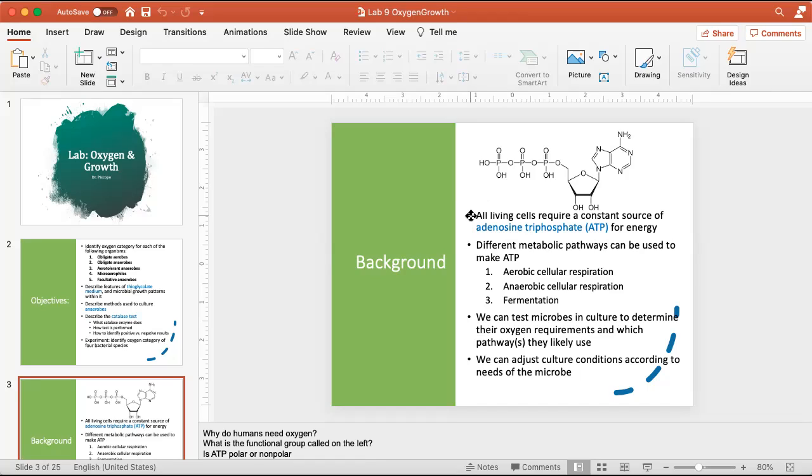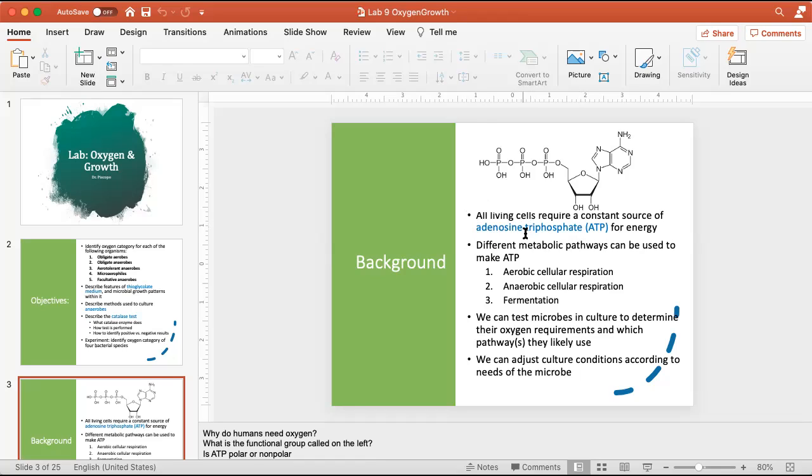All living cells need a constant supply of ATP. And that's because cells do not store large amounts of this. They make it as they need it. This is what ATP stands for, adenosine triphosphate.